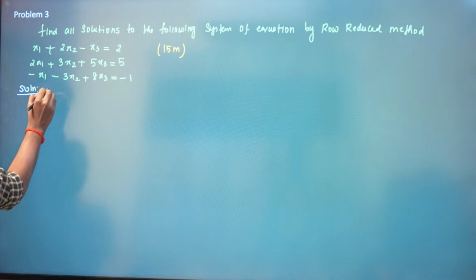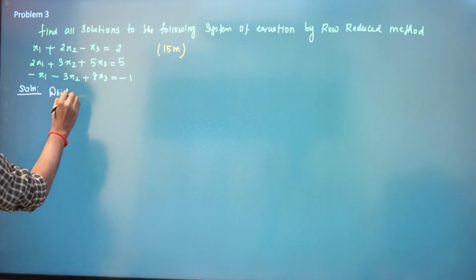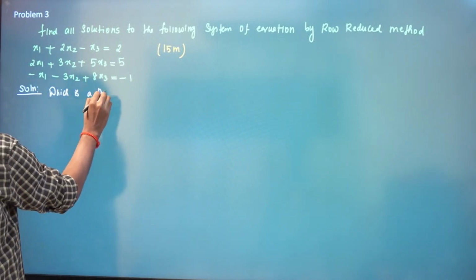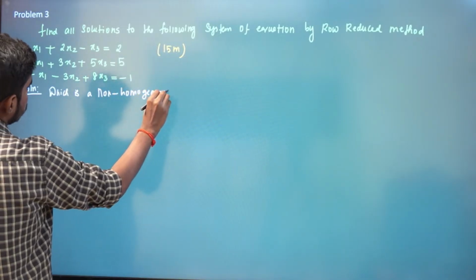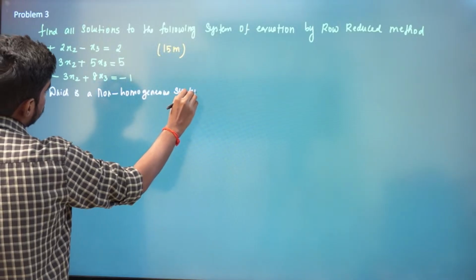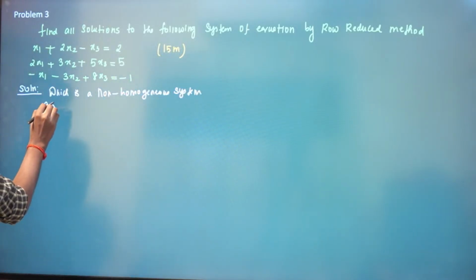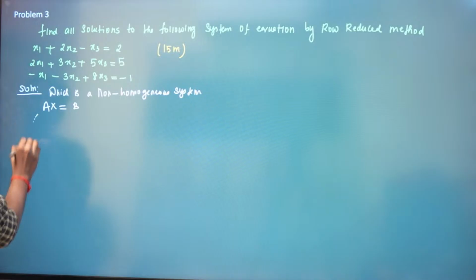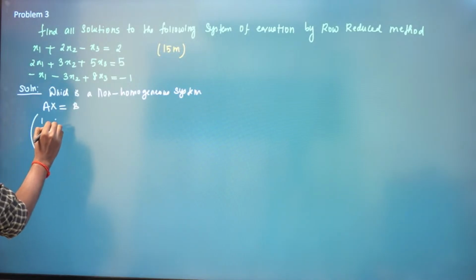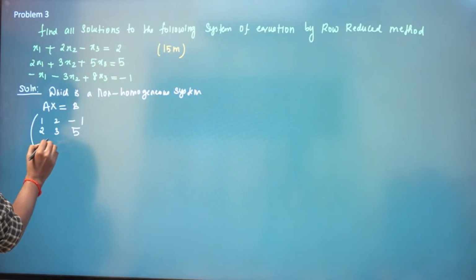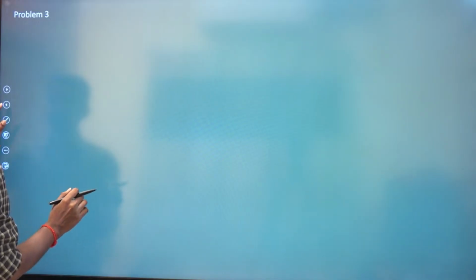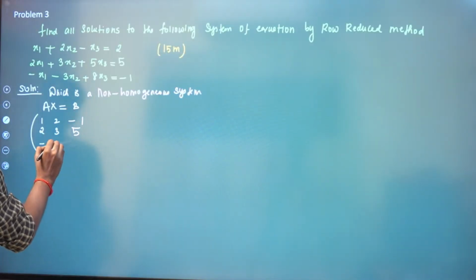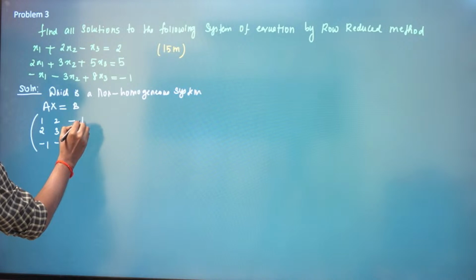So this is a non-homogeneous system, so we have Ax = b. What is A? A is (1, 2, -1), (2, 3, 5), (-1, -3, 8).